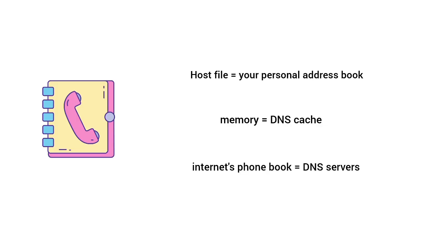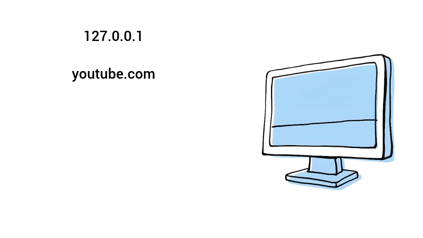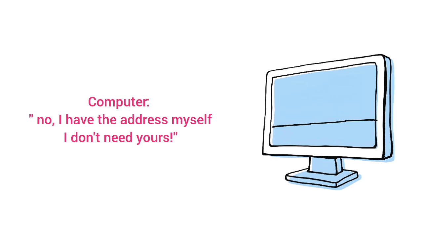Now, when our script adds something like this to the host file, we're basically saying to the computer, hey, YouTube is actually at this specific address. But here's the catch. If your computer already has YouTube's IP address stored in its memory, I mean that DNS cache, it is going to ignore our host file and use the cached address instead. This means our blocking doesn't work. YouTube loads just fine and it doesn't block anything.